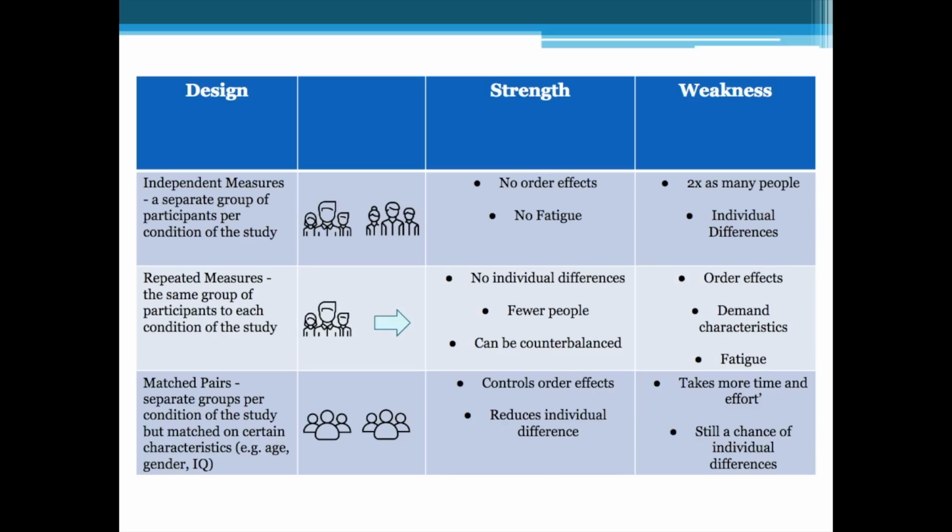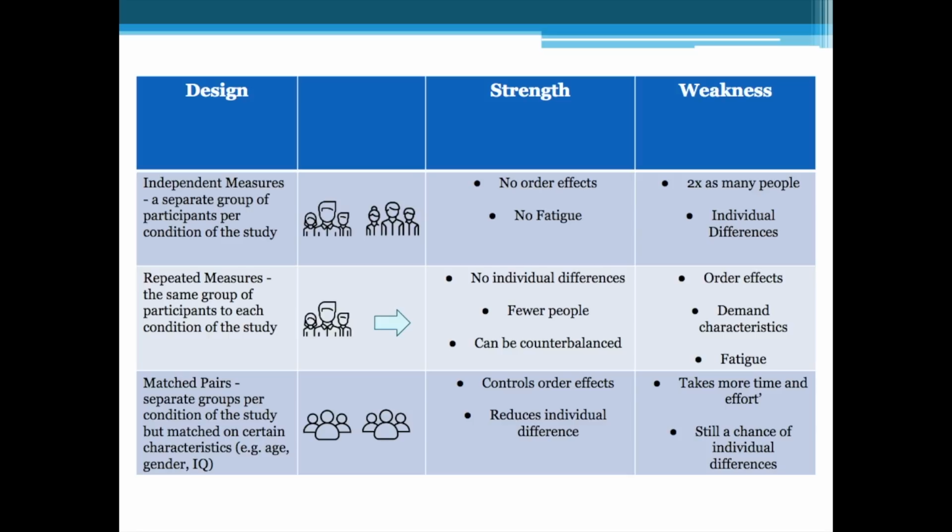So for a repeated measures design, there are no individual differences. You're testing someone against themselves, so it doesn't matter whether they are good or bad at whatever your IV or your DV is, so memory or aggression, whatever it may be, because you're testing them against themselves. You need fewer people because they're repeating the study and doing the other conditions, and you can counterbalance, as I said earlier. However, you're likely to get order effects. So if they did do the Loftus and Palmer study using repeated measures, then by the 5th time they'd seen that film of the car crash, it would have had an effect on them, and you would have got different results.